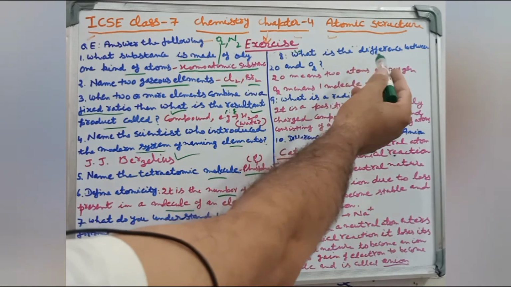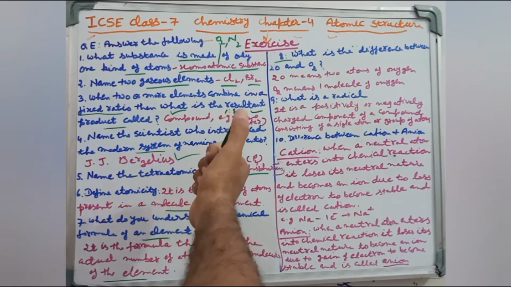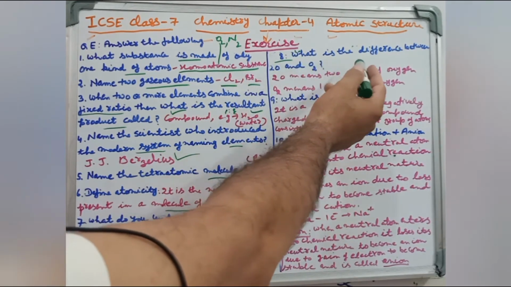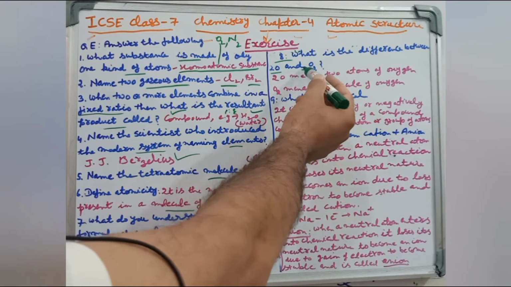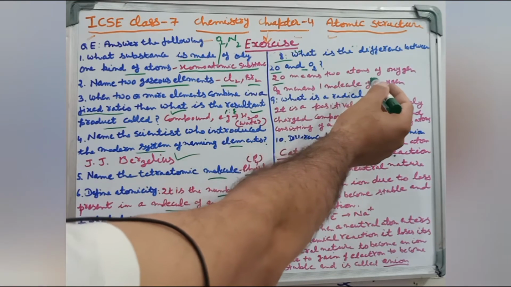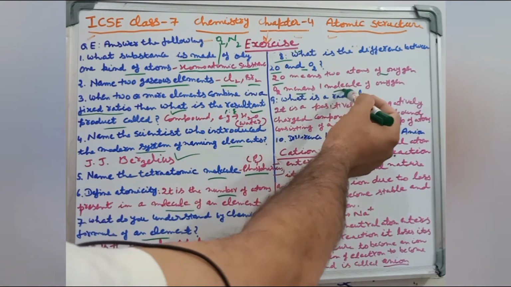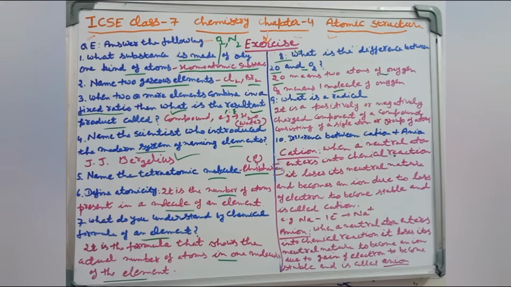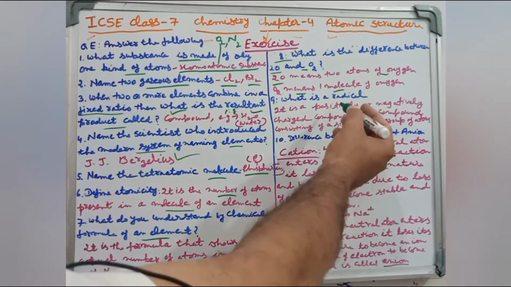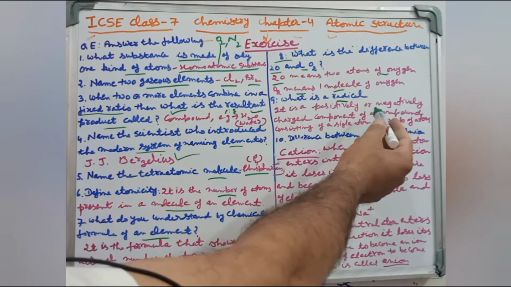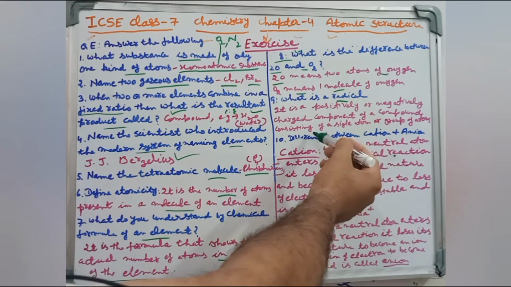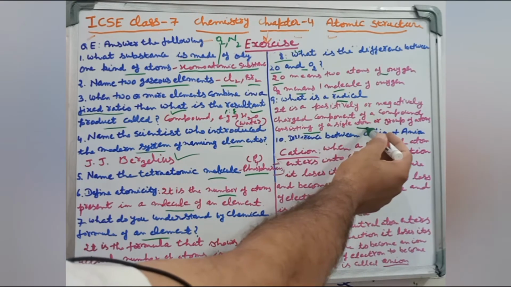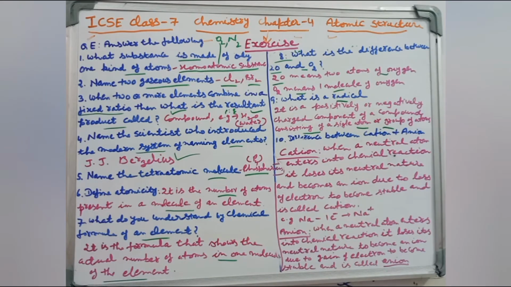Now, question number 8, part A: what is the difference between 2O and O2? 2O means 2 atoms of oxygen and O2 means 1 molecule of oxygen. 2 atoms of oxygen combine to form 1 molecule of oxygen. What is a radical? A radical is the positively or negatively charged component of a compound consisting of a single atom or a group of atoms. They are called radicals. They may be positive or negative.